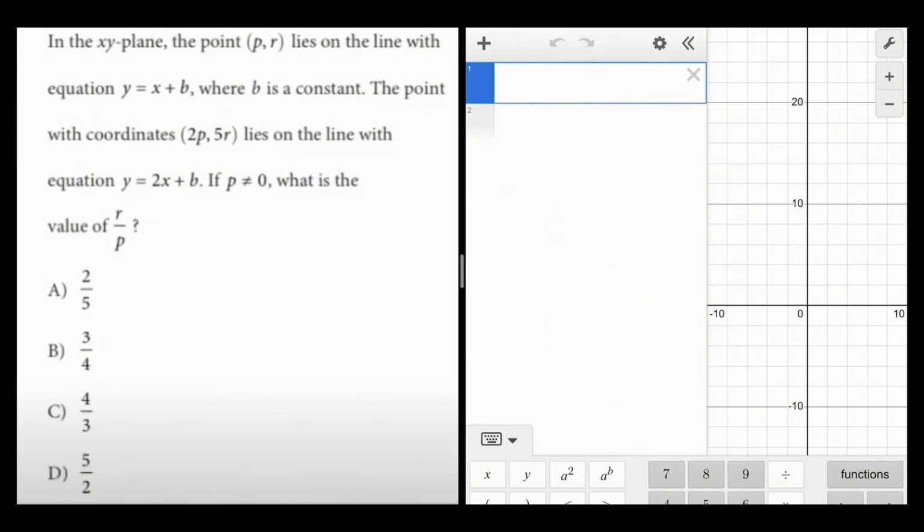Alright, we're moving to the last question, but now we're using decimals. So let's look at the question. In the xy plane, the point (p, r) lies on the line with the equation y equals x plus b, where b is a constant. The point with the coordinates (2p, 5r) lies on the line with this equation, and this is our first equation. If p is not equal to 0, what's the value of r over p?